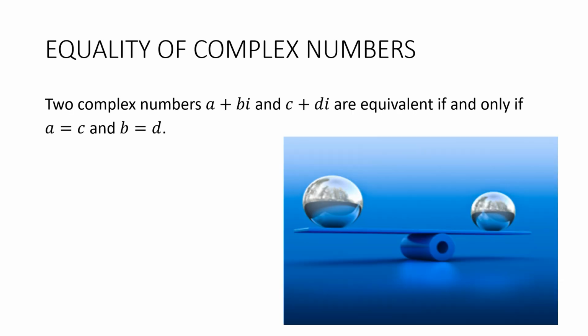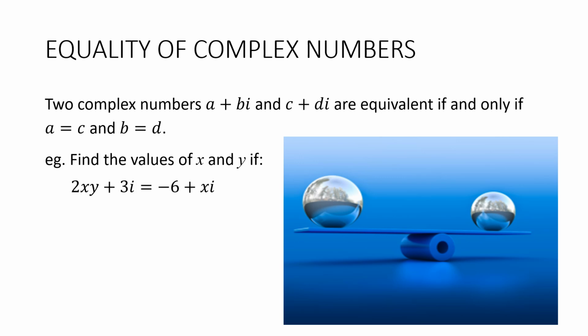Two complex numbers a plus bi and c plus di are equivalent if and only if the real parts are equal and the imaginary parts are equal. So let's find the values of x and y if 2xy plus 3i is equal to negative 6 plus xi. You can probably see from there that x is going to be equal to 3. And then equating the real parts, 2xy equals negative 6. Substituting x is equal to 3 and solving that equation, I get y is equal to negative 1.